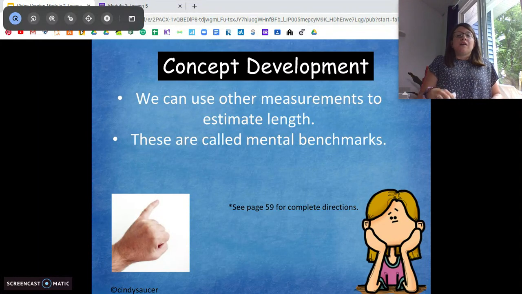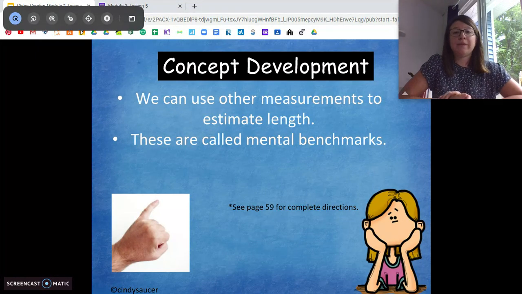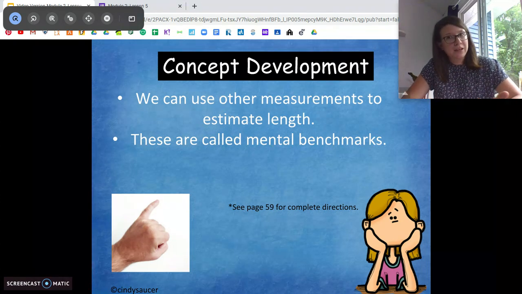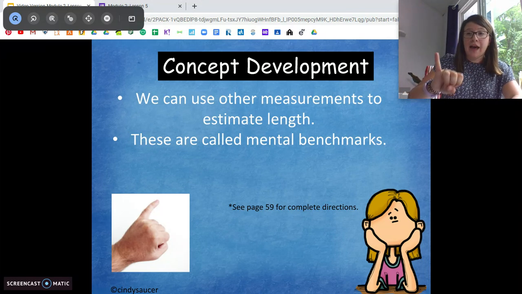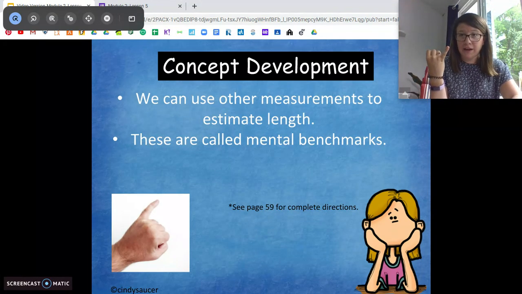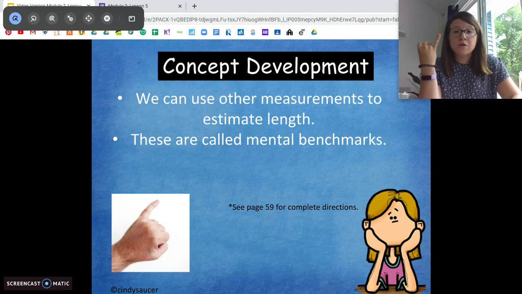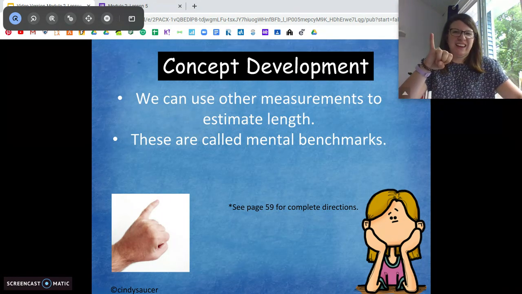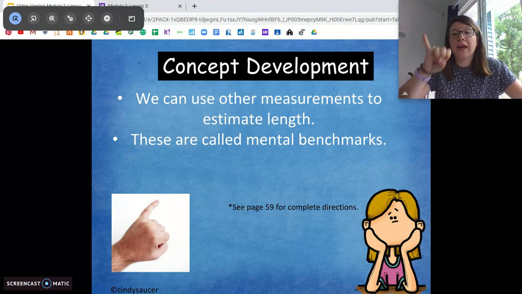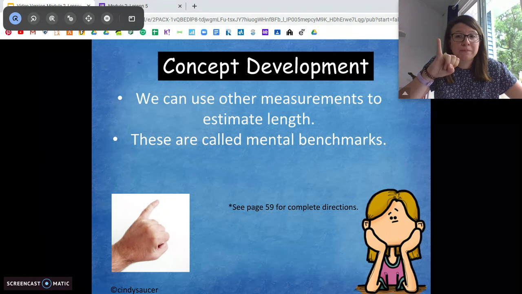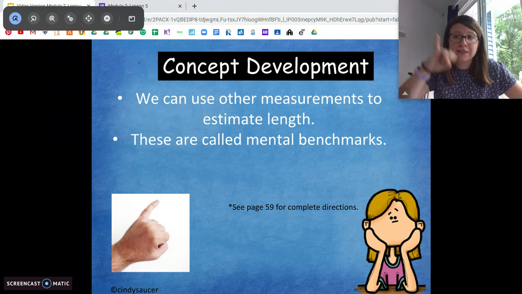Here we go. So, as you know, and as we've been talking about, we can use measurements to estimate lengths. Because we're not in school and we don't have our centimeter cubes, I've told you guys to use your pinky finger as a centimeter, right? That's an estimate. We can also call these mental benchmarks because this isn't an accurate measurement. Everybody's pinkies are a little bit different, and that's okay. But we can use this as a mental benchmark to estimate how long an object is.